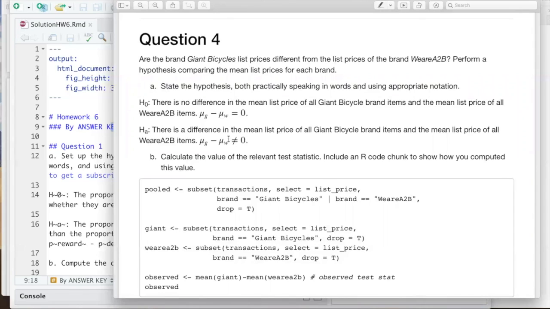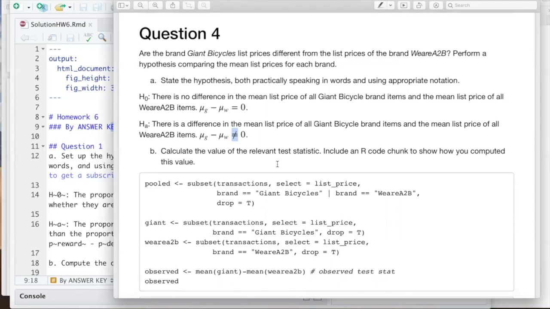So here, since they're just claiming that there's going to be some difference in the mean list price, we choose a not equal to sign. And this means we're going to have a two-tailed test. So when we calculate our p-value, we're going to want to make sure we include differences in both the left and the right tail.